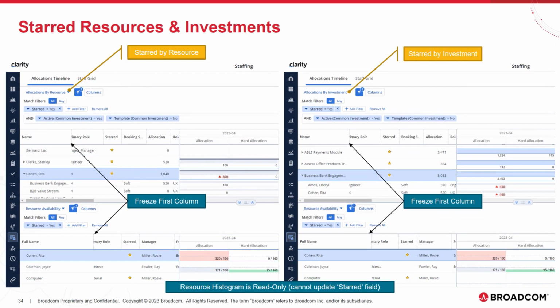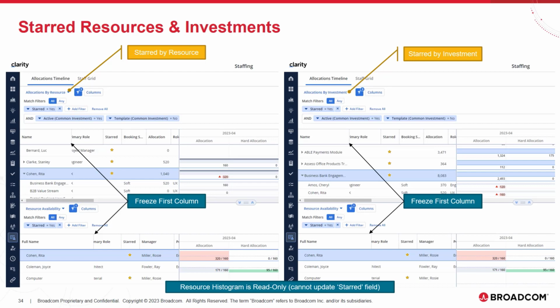In this release, we're now leveraging the starred field found on the resource and investment objects. The user has the ability to mark investments or resources starred within the respective investment or resource workspaces, and that starred value will show up here in the staffing workspace. This field can be used for filtering when in either grouping layout, by resource or by investment, and it can be updated in the timeline. Because the resource histogram is read-only, the starred field cannot be updated, but it can be used for filtering.